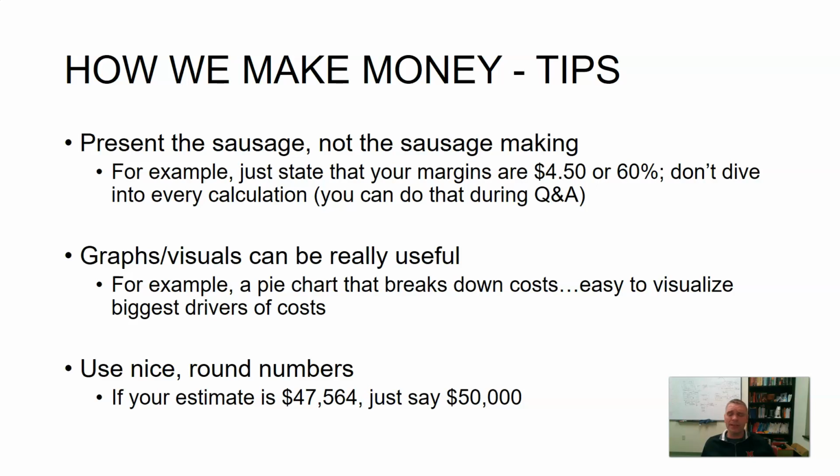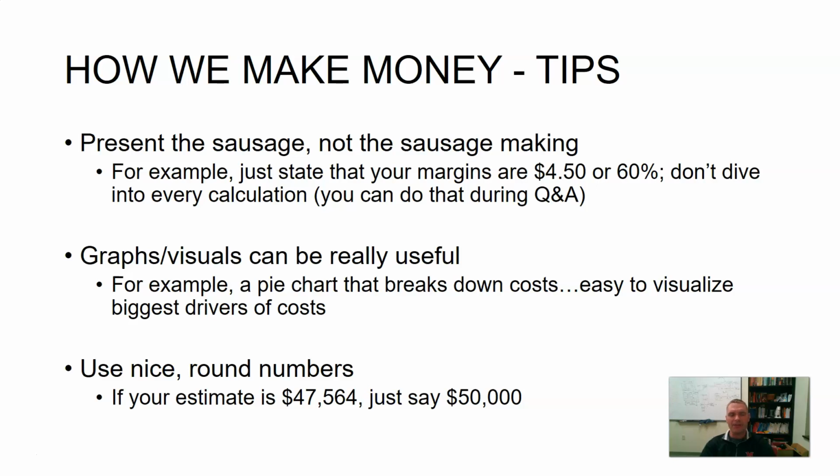Graphs and visuals are really useful in this section. I've seen people, for example, use a pie chart to say, here's all our costs. They'll have a circle, and you'll be able to see that 80% of the pie is customer acquisition costs. That's the primary driver. Then we've got all these other tiny costs, and it shows that we've thought about what all these costs are, but it's very easy to communicate that 80% of our costs are all about customer acquisition.